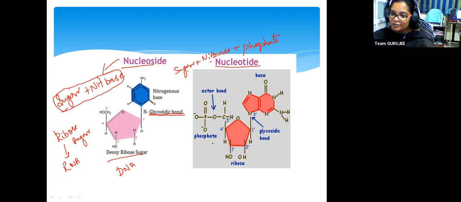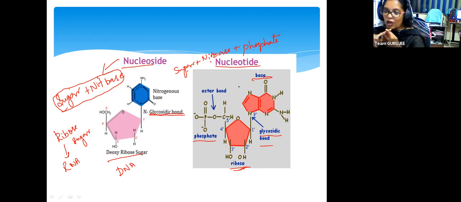See this diagram? Phosphate, sugar, ribose, and a glycosidic bond is attached between it, then nitrogenous base. You should not confuse nucleotide and nucleoside. Nucleoside has only two, sugar and nitrogen base. Nucleotide has three, sugar, nitrogenous base and phosphate. Got it?